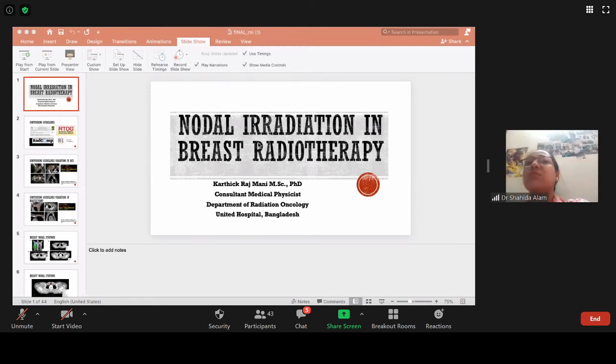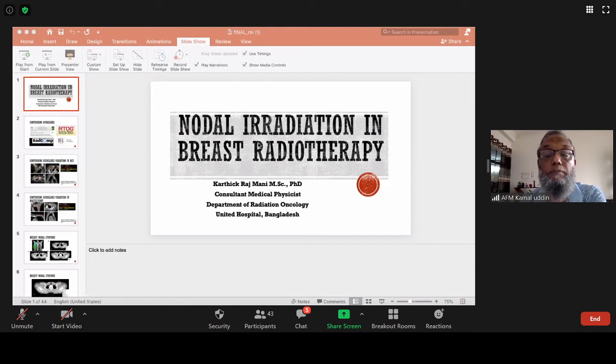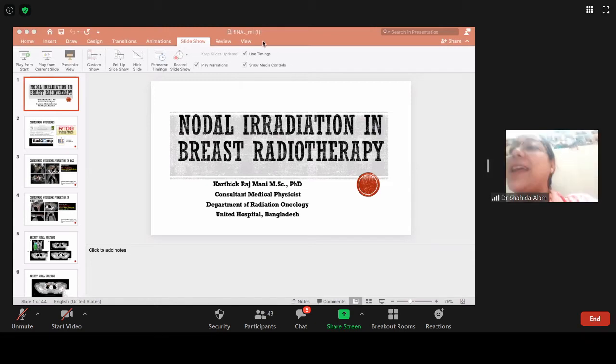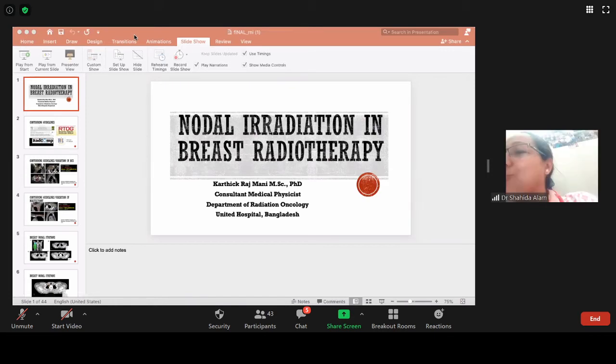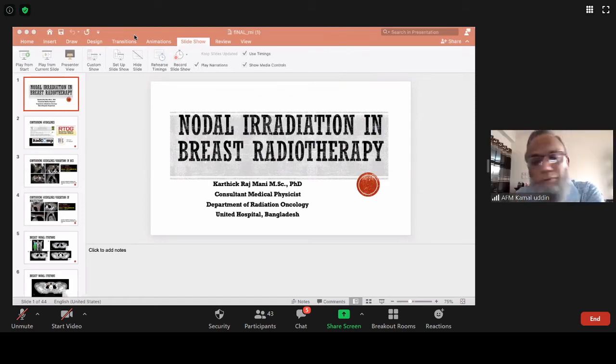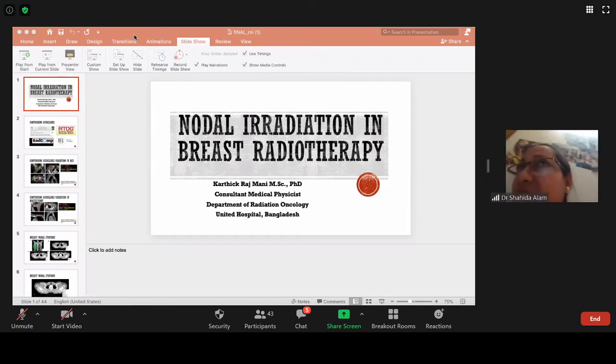Yep. So any more questions? Yeah, I have a question. Is there any indication of RNI in N0 disease? N0, but N0. Indication of nodal irradiation? I don't know. Yeah, there is an indication in NCCN: if the tumor is more than 5 cm and the margin is positive, even though it's N0, they recommend nodal irradiation.